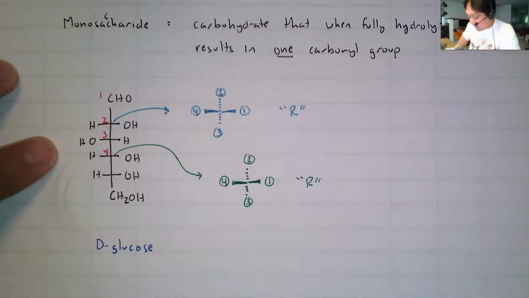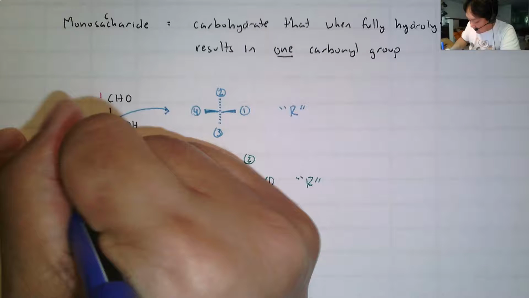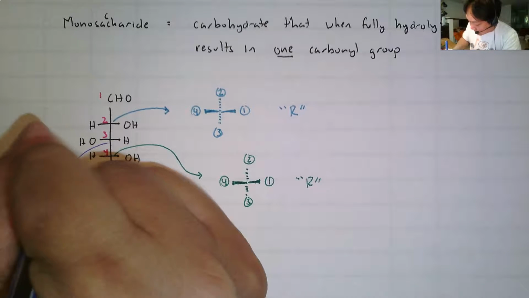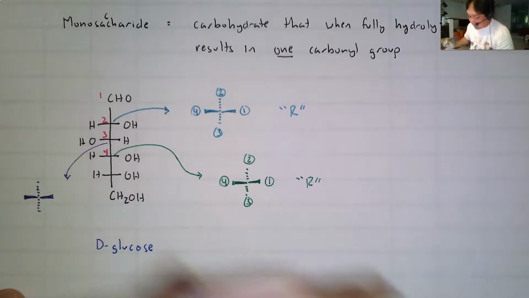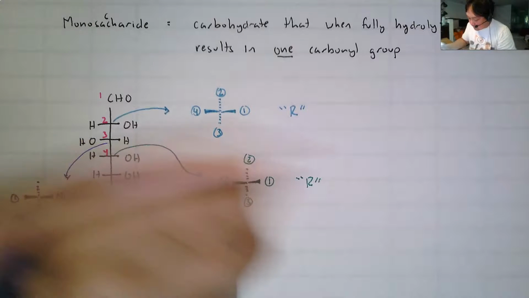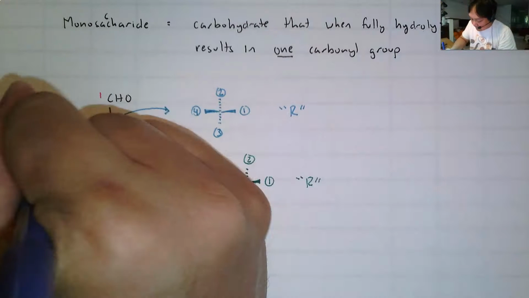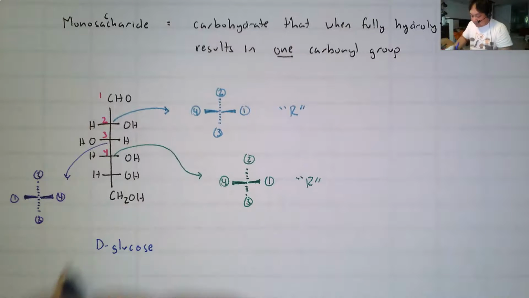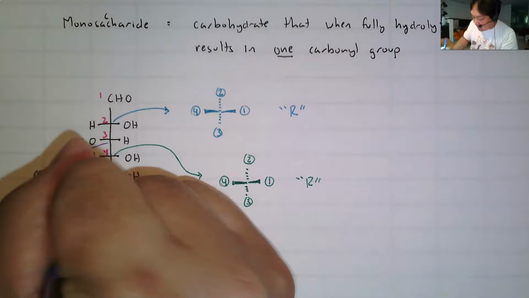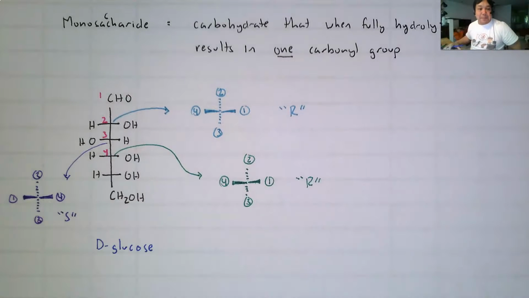Let me look at this one. You could test yourself, see if you could beat me. This is S. 1, 2, 3. Oh, no. Yeah, it's R. It looks R, but it's actually S. Carbon number 3 is S. Okay. All right.